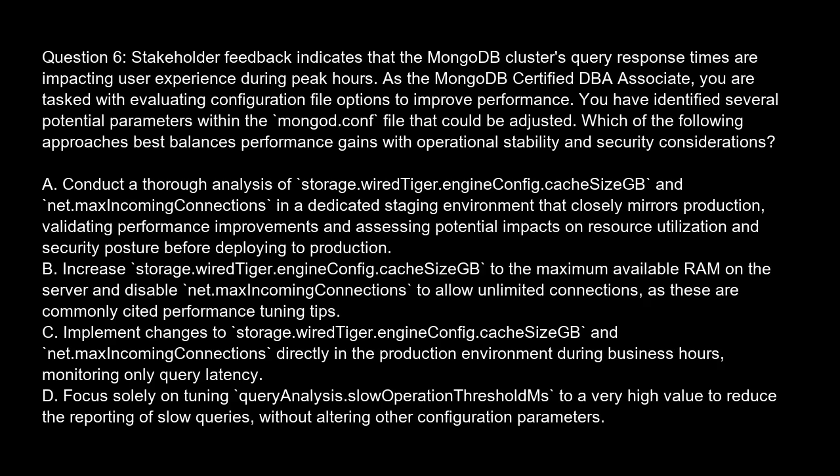Option C. Implement changes to storage.wiredTiger.engineConfig.cacheSizeGB and net.maxIncomingConnections directly in the production environment during business hours, monitoring only query latency. Option D. Focus solely on tuning operationProfiling.slowOpThresholdMs to a very high value to reduce the reporting of slow queries, without altering other configuration parameters.